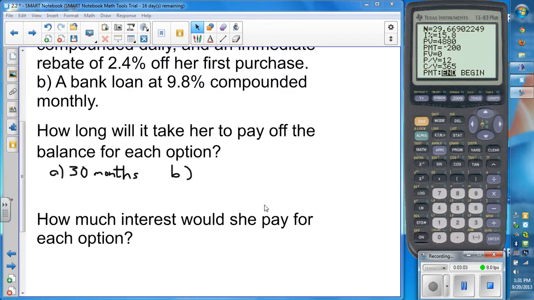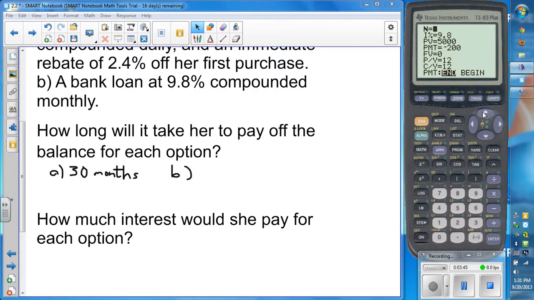Okay, now let's calculate how long it'll take her to pay off the second option, the bank loan at 9.8% compounded monthly. So once again, we don't know n. The interest rate is going to be 9.8%. The initial value this time, she doesn't get the 2.4% off her purchase, so it's going to be $5,000. Payment is still $200. Future value is still $0 because we want to pay off the whole thing. Payments per year. This is compounded monthly, so we're going to assume monthly payments, and it's compounded monthly, so I'm going to have 12 compounding periods per year. We pay at the end of the year, so that's all fine.